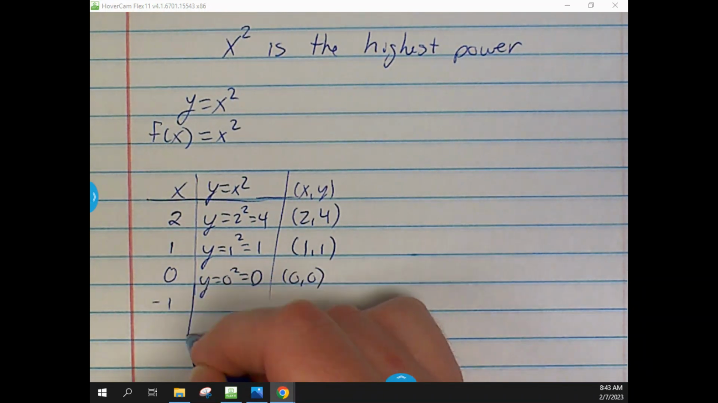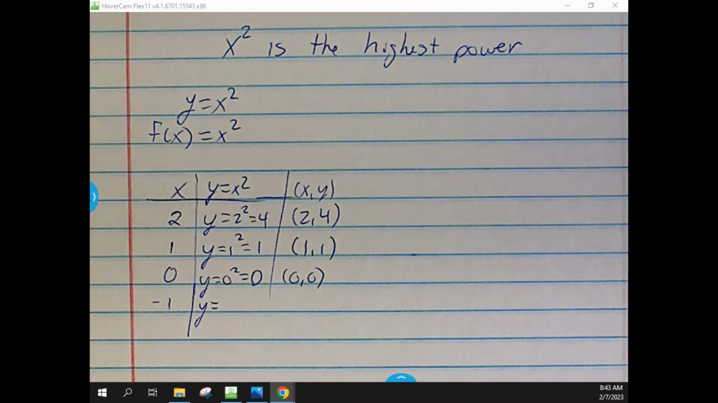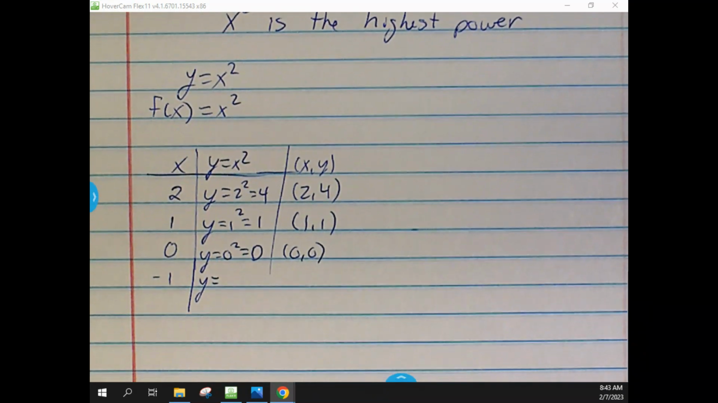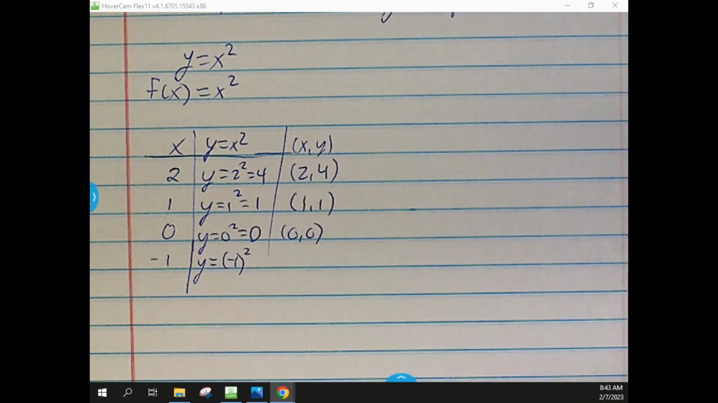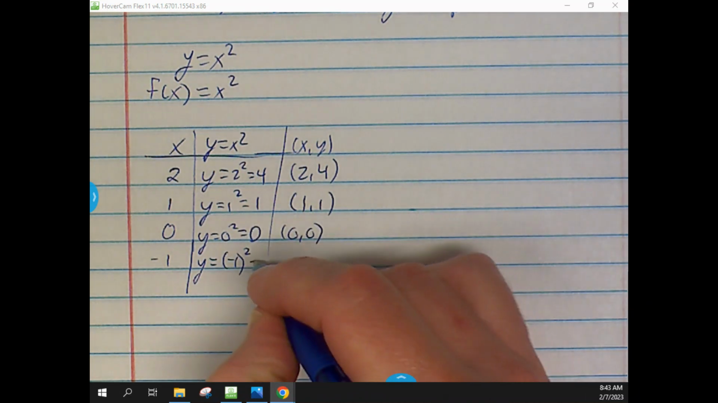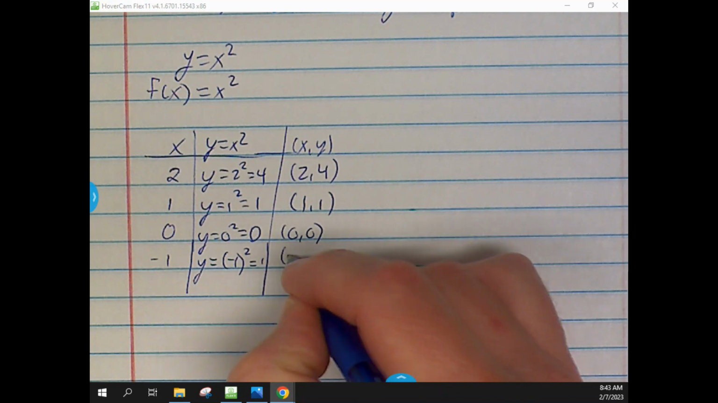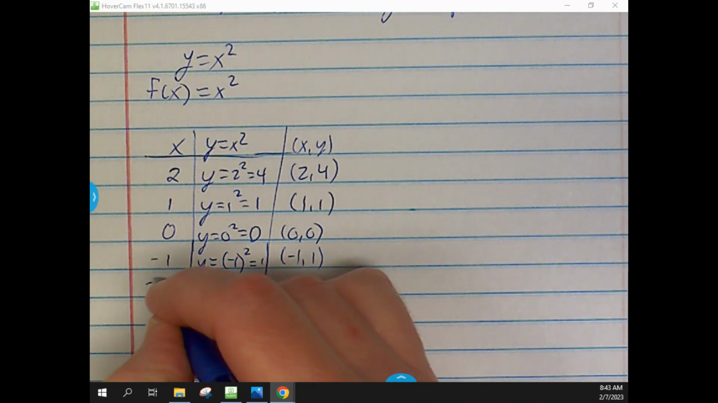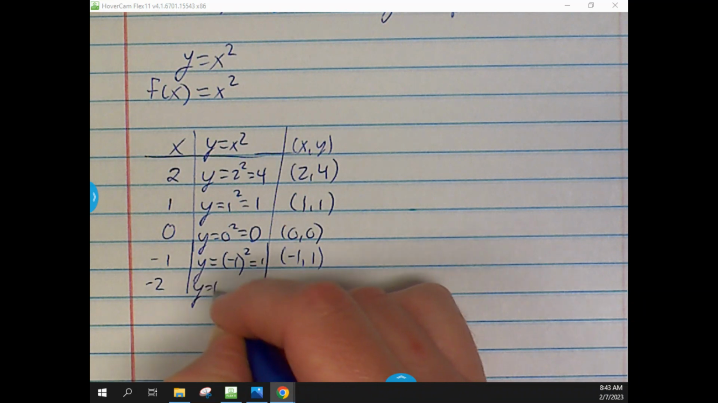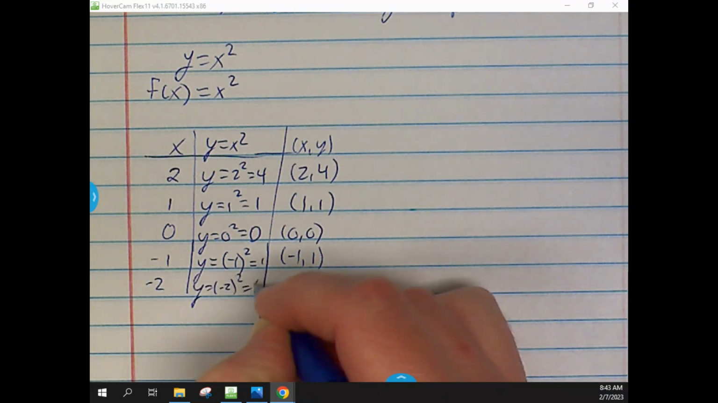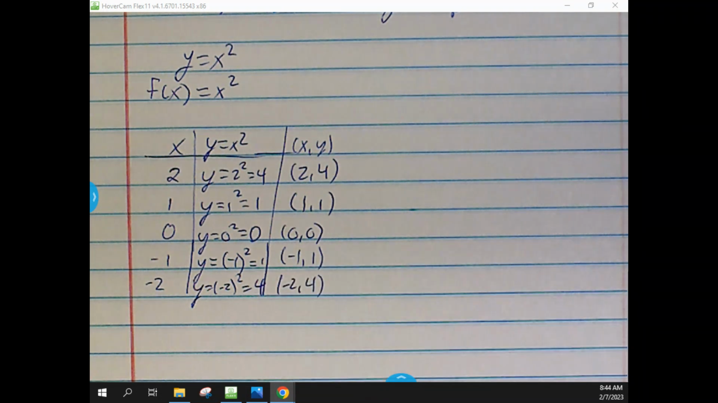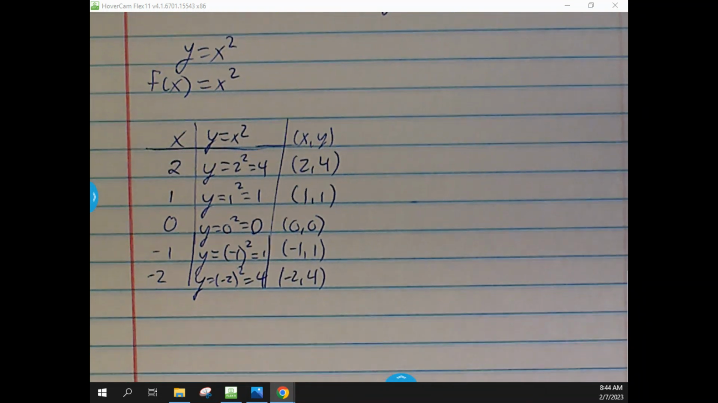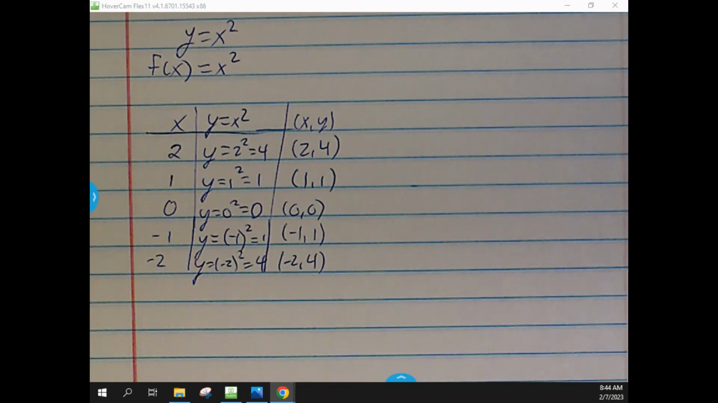And if we go negatives, what happens when you square it? Here's where you've got to be really careful with these. When you're plugging in negative numbers, make sure you wrap that number in parentheses. So it's negative 1 squared, so that would make it a positive 1. And same thing if we do negative 2, that's negative 2 squared, which would equal 4. Okay. Now, we're not going to graph.